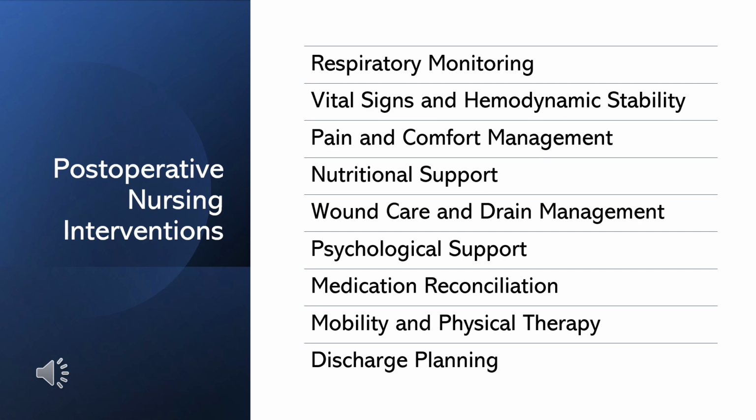Mobility and physical therapy are super important. They help to reduce complications. Early mobility is key to preventing venous thromboembolism and pneumonia. So initiate early ambulation protocols, supervise physical therapy sessions, and provide any necessary aids like a walking frame.